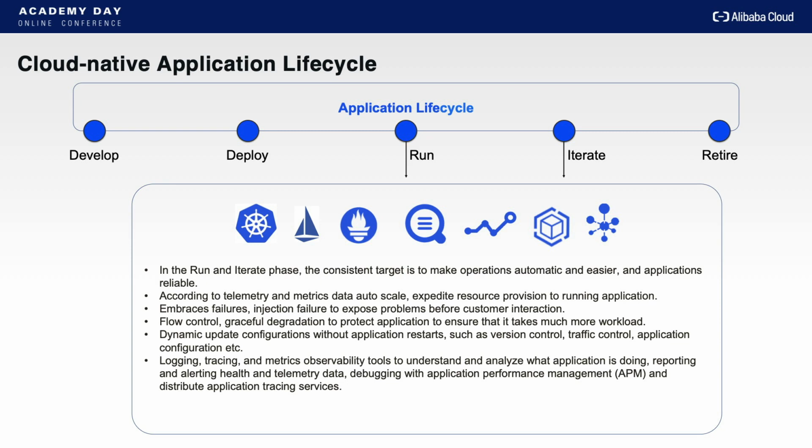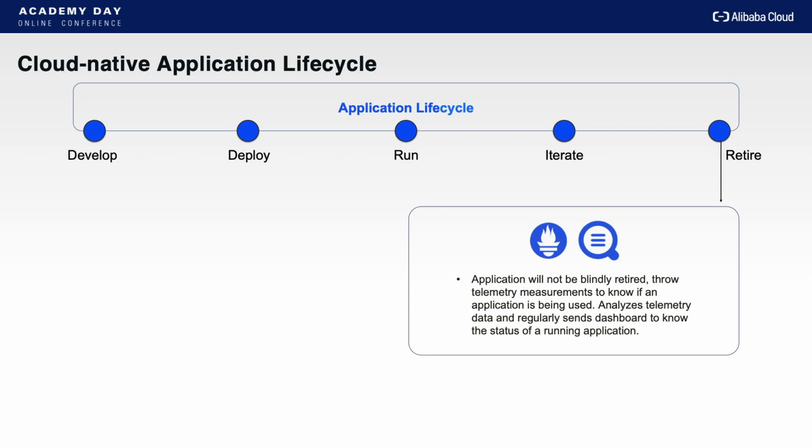At the end, for the retirement phase, the application will not be blindly retired. Through telemetry measurements, you know if an application is being used, analyze telemetry data, and regularly send dashboards to know the state of a running application.